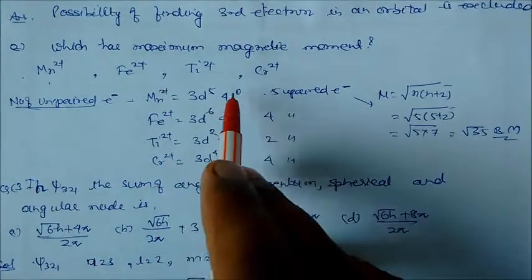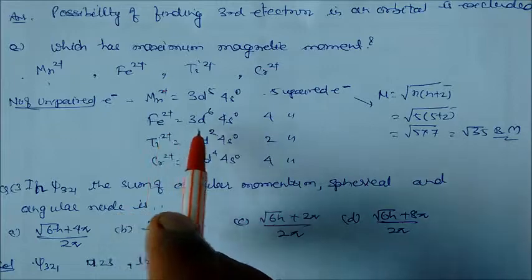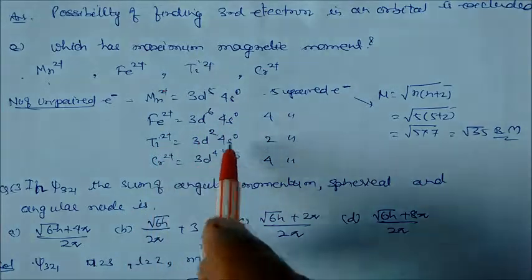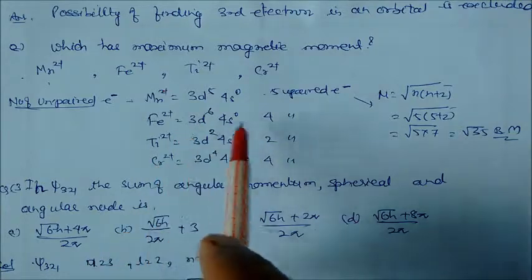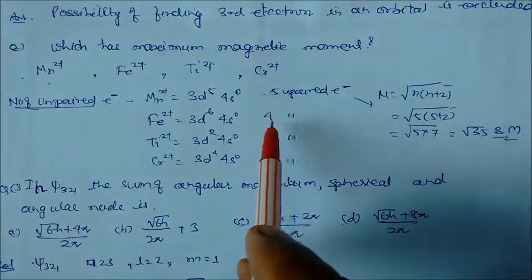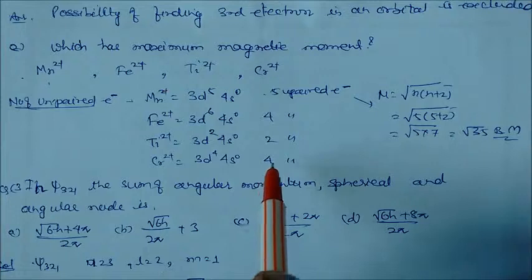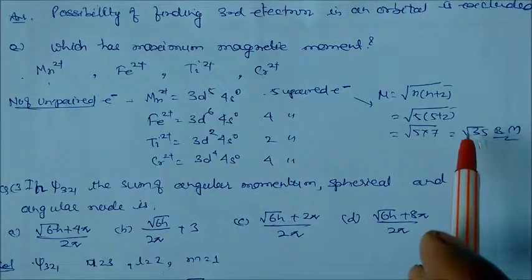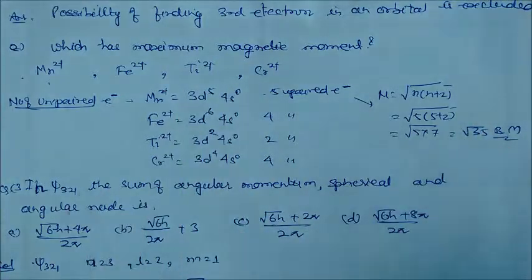So this is 3d5 4s0, 2 electrons lost. Here 2 electrons lost, this will be 3d6 4s0. This will be 3d2 4s0. This will be 3d4 4s0. After writing, if you draw it, you will get here 5 unpaired electrons, 4 unpaired electrons, 2 unpaired electrons, 4 unpaired electrons. So 5 electrons is highest. So put this value 5, you will get here root under 35. This is the maximum magnetic moment.